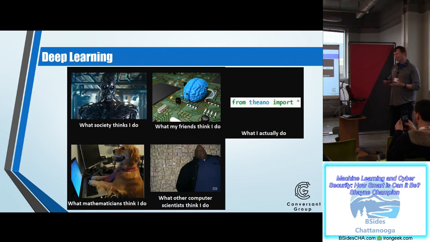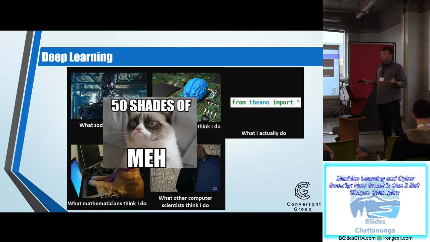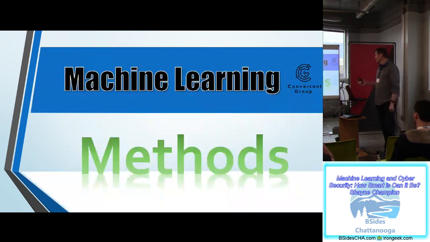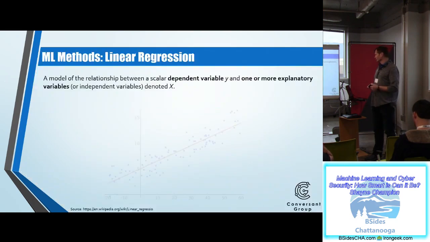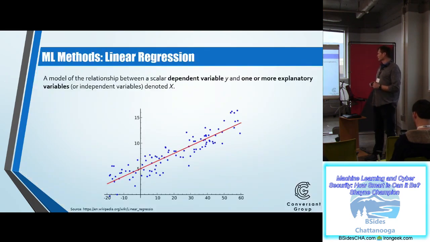And there are multiple languages. It really depends on what you're trying to do. We'll talk about that after. So, methods. There are several major methods in machine learning, and we're just going to look at a few of them. One of them is linear regression, right?